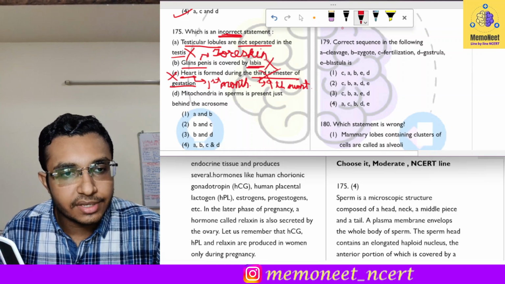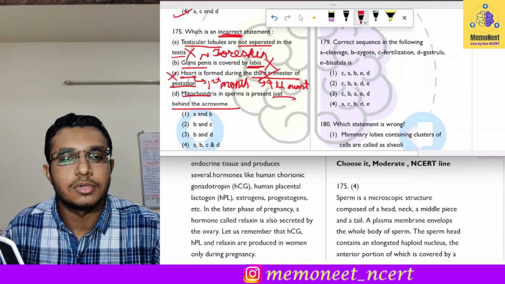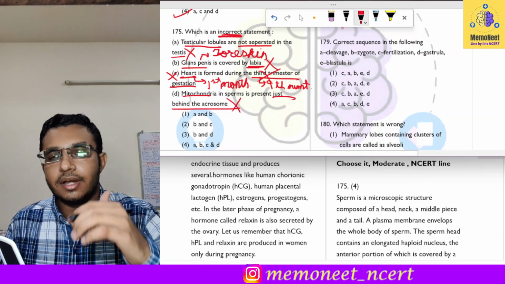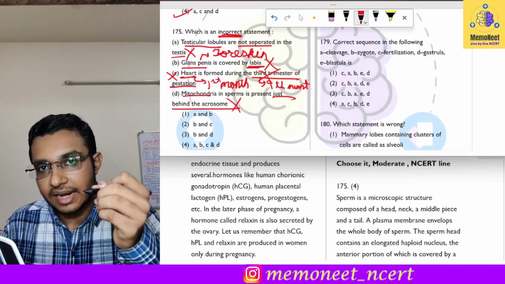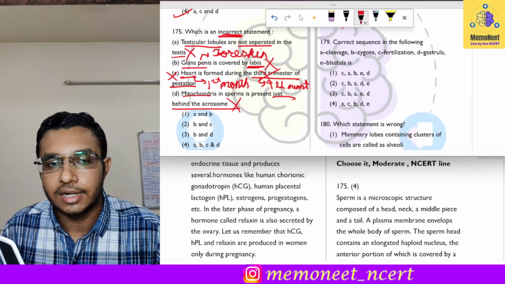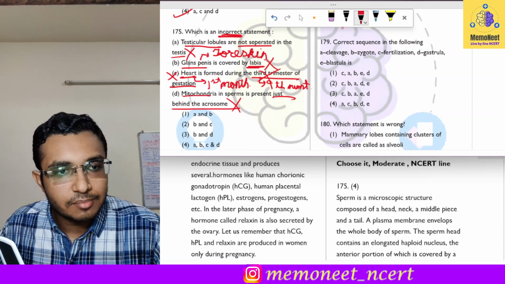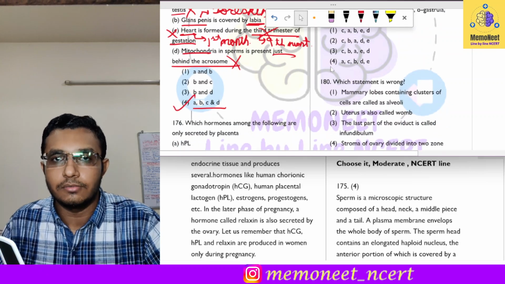Then statement D is mitochondria in sperms is present just behind the acrosome. No, this statement is also incorrect, because first of all acrosome is present, after the acrosome the nucleus is present, then the neck of the sperm is there, and after that the mitochondria are present. So statement D is also incorrect. So statement A, B, C and D all are incorrect. Therefore the correct answer of this question is option 4.